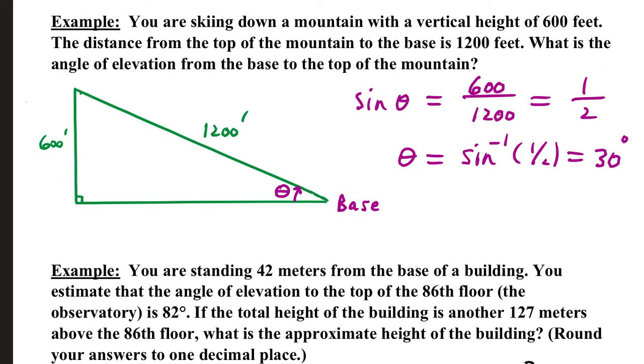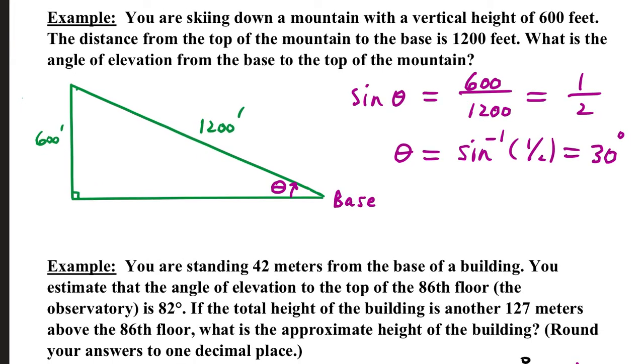Let's look at an example. You are skiing down a mountain with a vertical height of 600 feet. The distance from the top of the mountain to the base is 1,200 feet. What is the angle of elevation from the base to the top of the mountain?